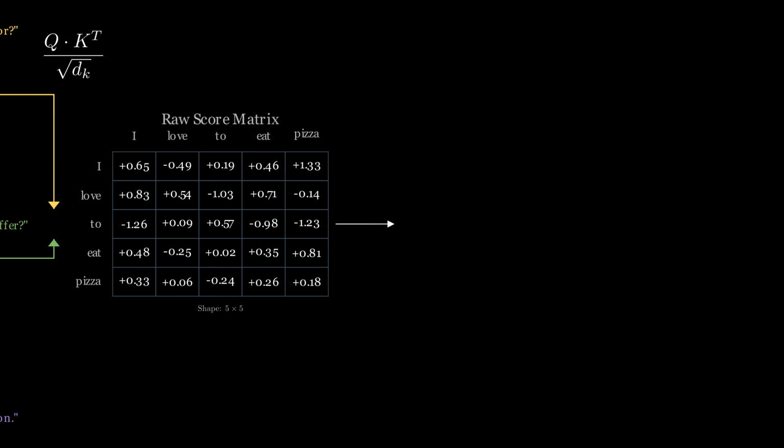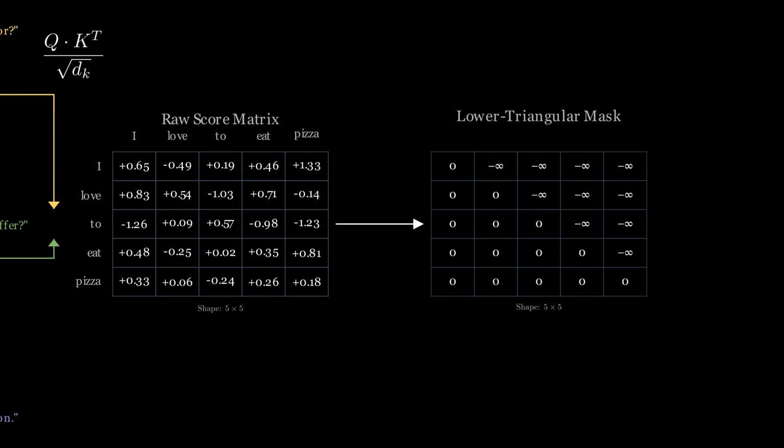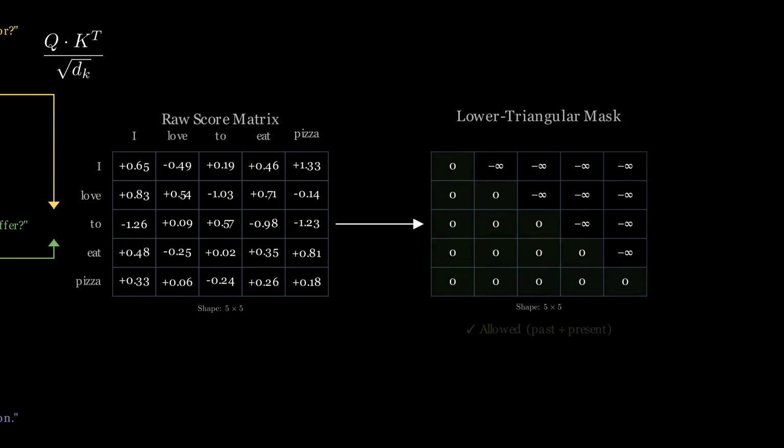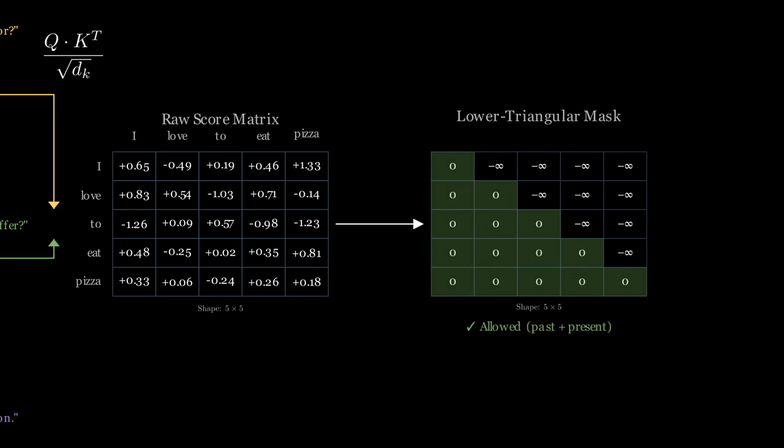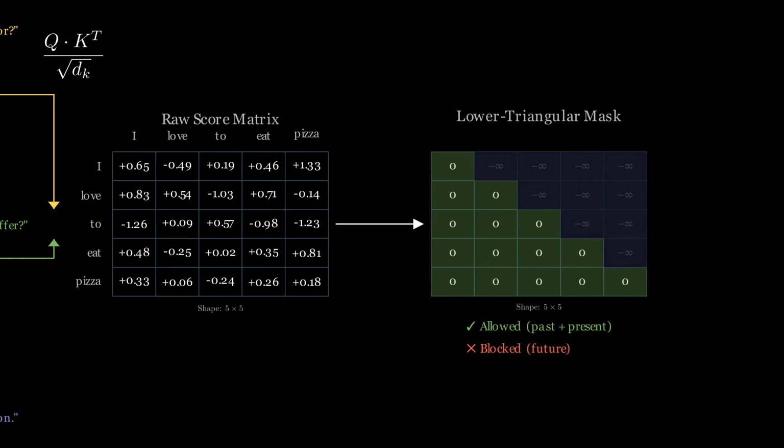Here's our weapon, the lower triangular mask. Zeros along the diagonal and below, that means past and present tokens, totally fine. But above the diagonal, negative infinity. The future is completely shut out. One matrix, dead simple, and it works perfectly.